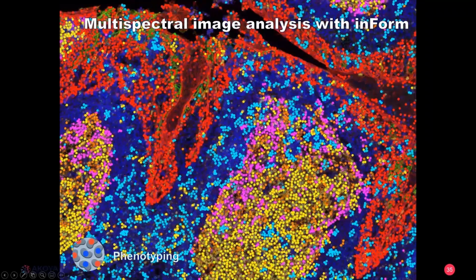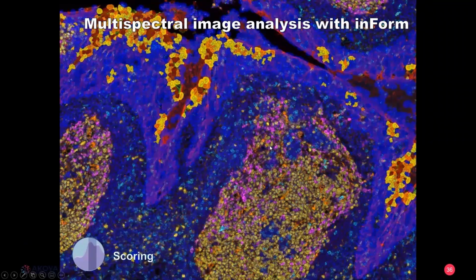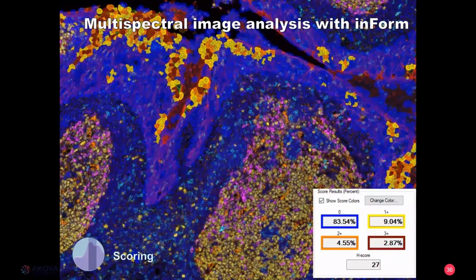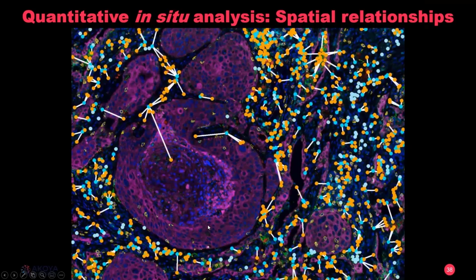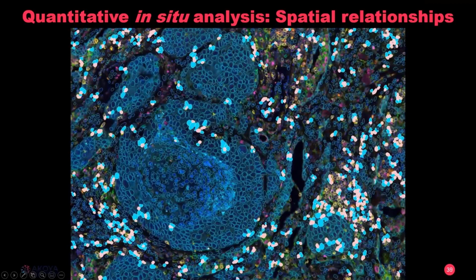Then phenotyping. Phenotyping again uses machine learning to assign user-defined phenotypes to cells quickly and accurately. And then scoring, where you can score cells based on expression using several different scoring functions, including H-score, which is shown here. We also have the ability to do a few different types of spatial visualizations and produce spatial analyses, like the nearest neighbor analysis shown here, and like the touching cells analysis shown here.